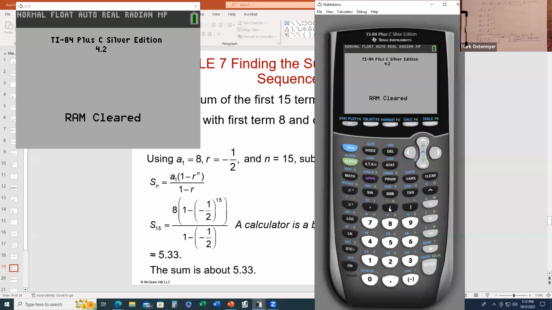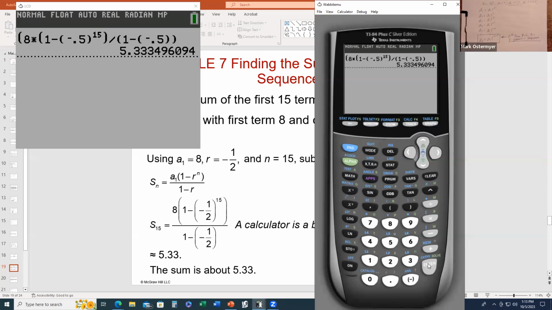All right, so I'm going to type in my numerator, which is going to be 8 times open parenthesis 1 minus negative 0.5 raised to the 15th power, close parenthesis. And that's all going to be divided by open parenthesis 1 subtract negative 1/2, which I will cite as a decimal 0.5. See how I typed it all in using my parentheses here? Hit enter and boom, we get a sum of 5.333. Okay, that would be the sum of the first 15 terms of that geometric sequence.